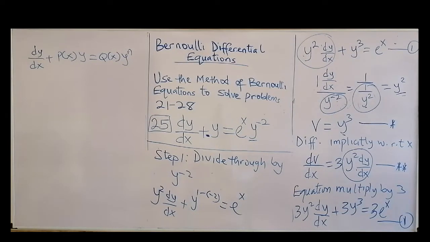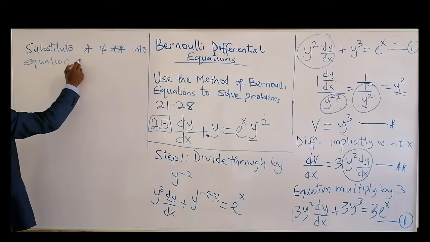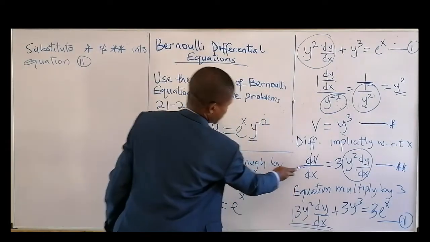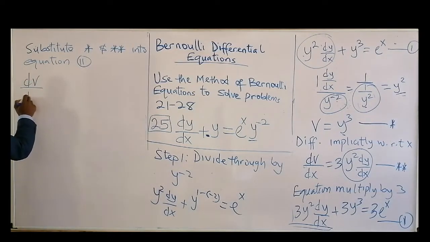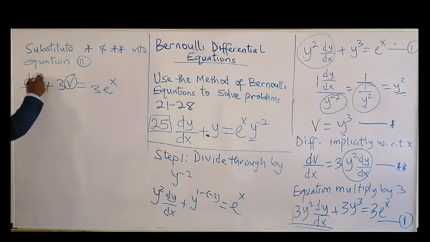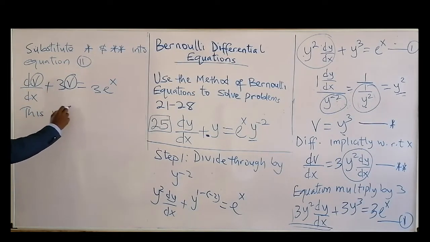Okay, then now substitute star 1, star 2 into equation 2. And that will be equal to, don't forget this one, that's the dv/dx. That's the dv/dx. Then plus y cube, that's a v, that's 3v, equal to 3 e to the power x. So this is linear. What is here, and what is here, is the same thing. This is linear differential equation. Then we solve it in a linear differential way.